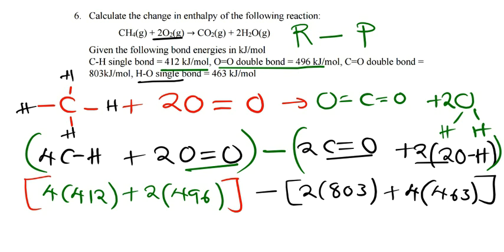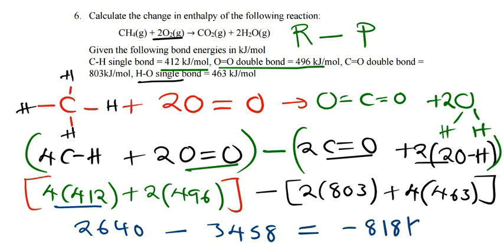Okay, so we can just subtract the 2. So 4 times 412 is giving me 1648. 2 times 496 is giving me 992. So if we add the 2, I'm getting 2640 minus this part. What are you getting? That's giving me 3458. And if you subtract the 2, 2640 minus 3458, that's negative 818 kilojoules. So this is the enthalpy for the reaction, using the bond enthalpies.